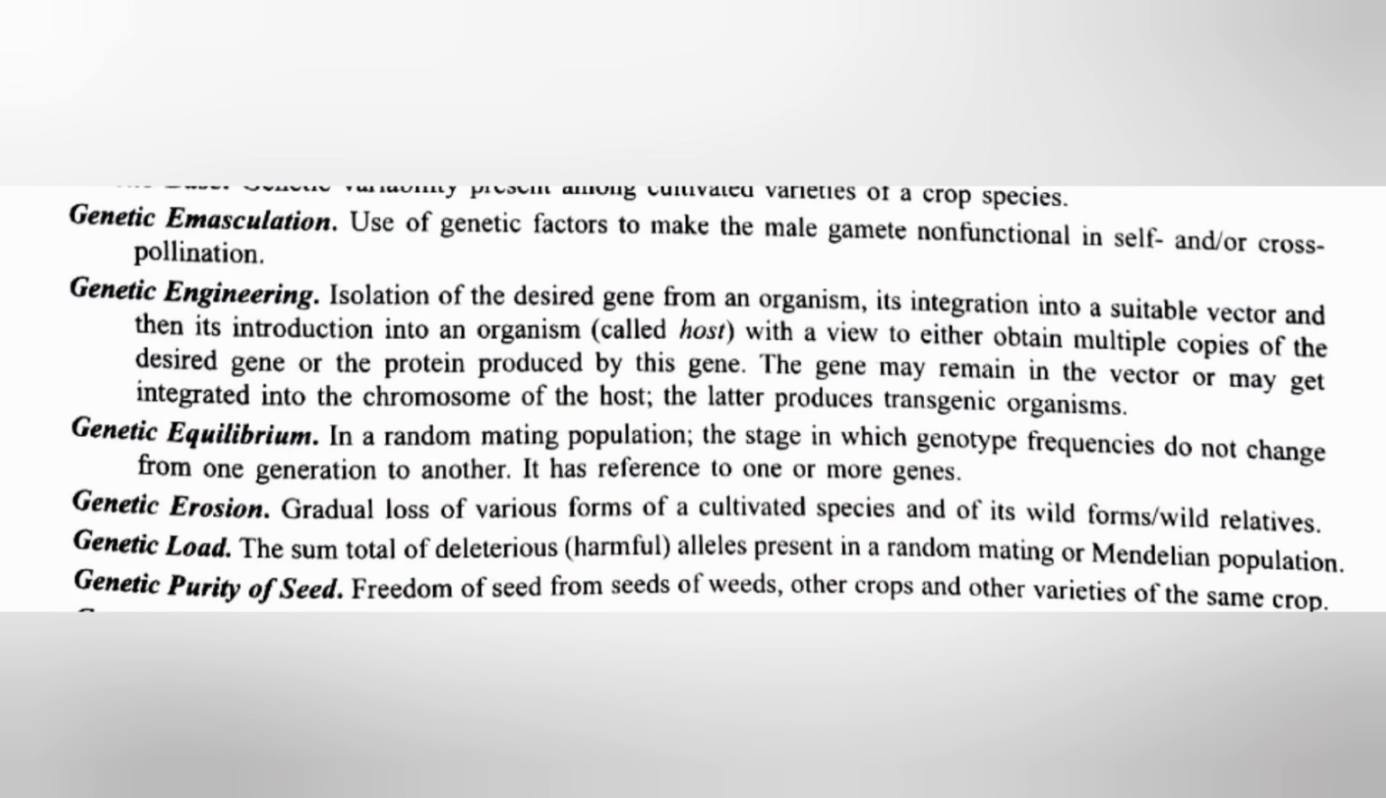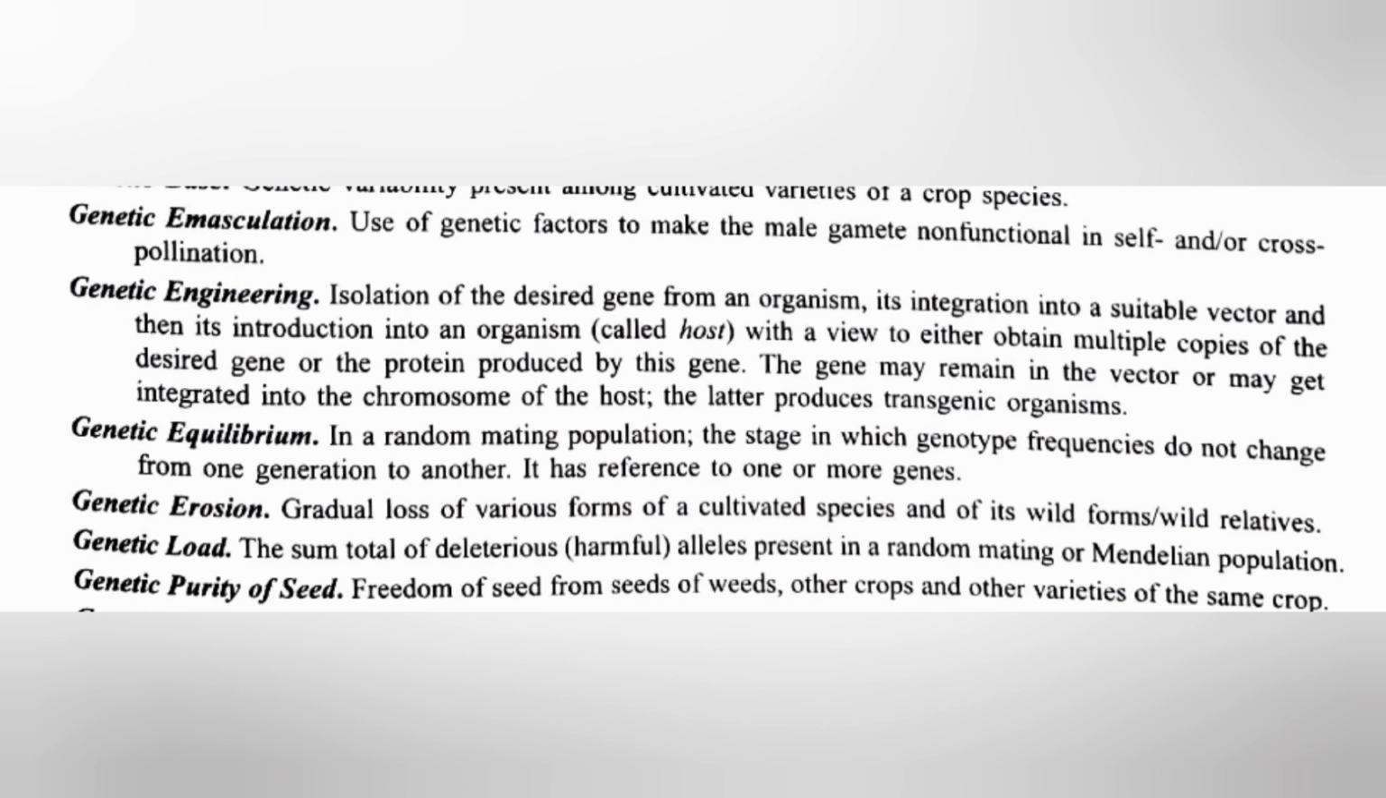Genetic engineering is isolation of the desired gene from an organism, integration into a suitable vector, which is then further integrated into the host organism, with the view that the particular trait that we want to be expressed is expressed in the host, either to obtain multiple copies of the desired gene or protein produced by this gene. The gene may remain in the vector or may get integrated into the chromosome of the host. If the latter happens, it produces a transgenic organism.